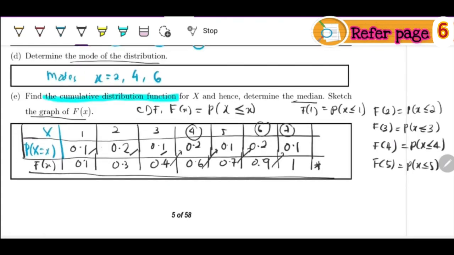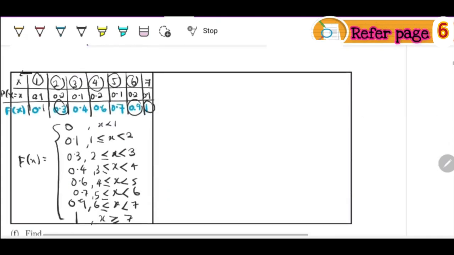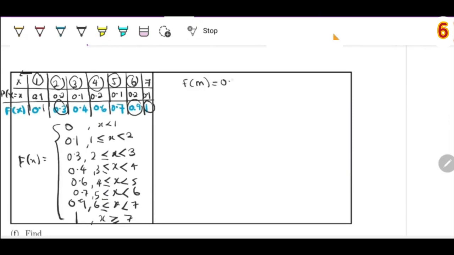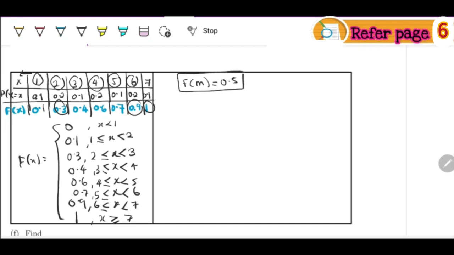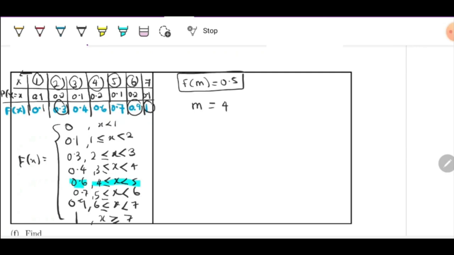The next question is find the median. The formula for median is capital F(m) equals 0.5. Look at the CDF function. The median is in the interval of 4 to 5. So median is m equals 4.